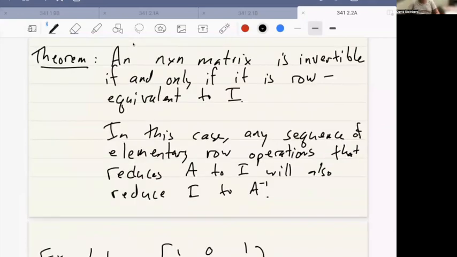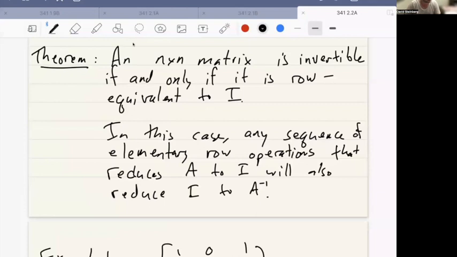An n by n matrix is invertible if and only if it is row equivalent to the identity matrix. So that's a good criterion. And better still, any sequence of elementary row operations used to reduce A to the identity matrix will reduce the identity matrix to A inverse. So our strategy is to make one big matrix with A and the identity matrix on it, reduce A, and it'll produce A inverse on the other side.